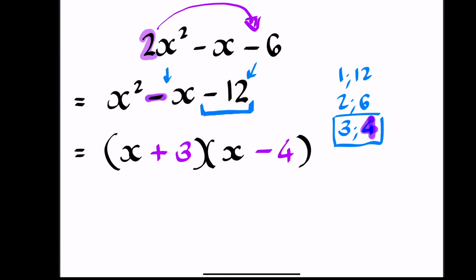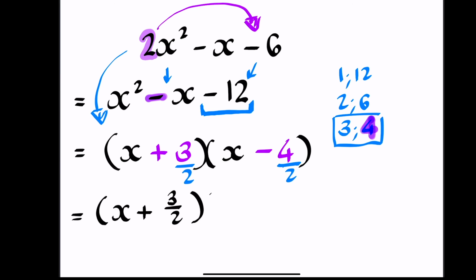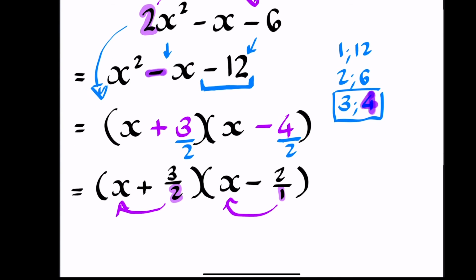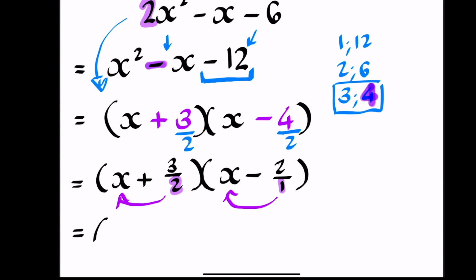Now I'm going to take the 2 and put it back into the brackets as a denominator. So I'm going to simplify this as x plus 3 over 2. X minus 4 divided by 2 is 2, but keep it as a fraction, 2 over 1. Now I'm going to take these two denominators and slide them back into my brackets. So I'm going to have a final answer of 2x plus 3, x minus 2.